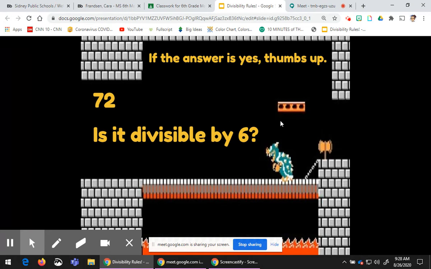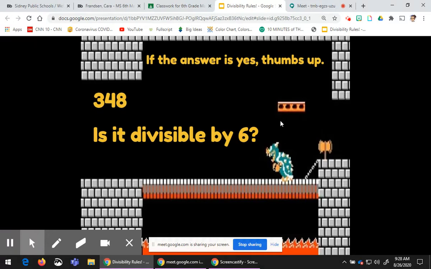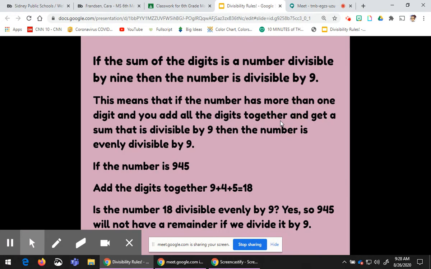What is 7 plus 2? Think of that in your head. Yep, that's divisible by 3. And is 72 even? Yes, so it's also divisible by 6. Thumbs are up. How about a bigger number like 348? It's even, but what's 3 plus 4 plus 8? This one's kind of tricky. 3 plus 4 plus 8 is 15, and 15 is divisible by 3. So we have a yes on that one. Thumbs are up again. Awesome.